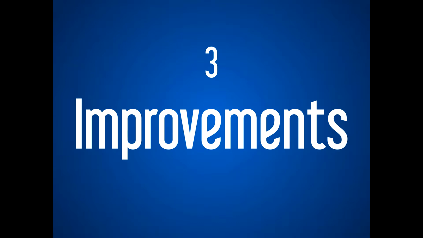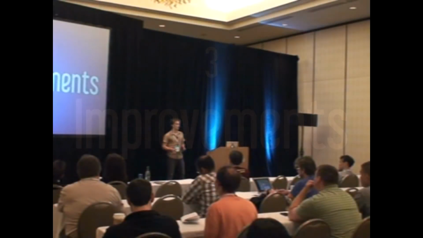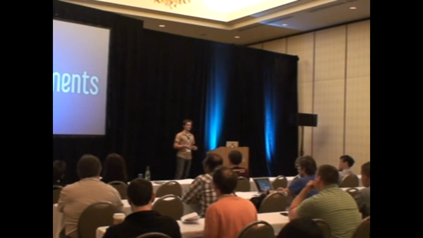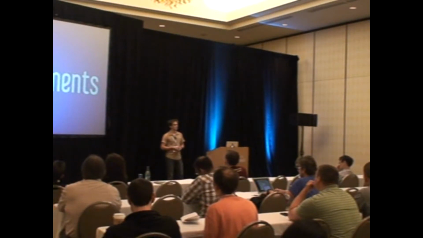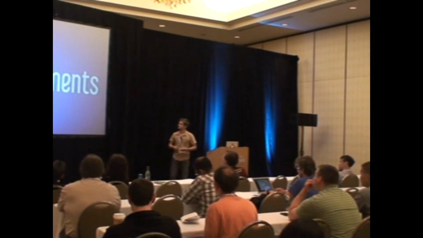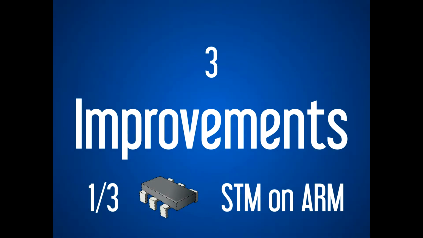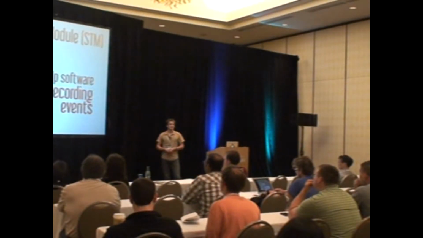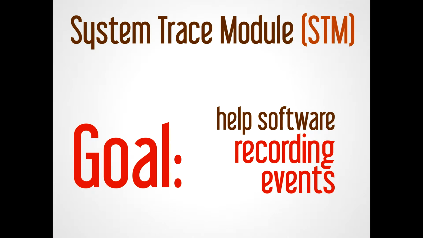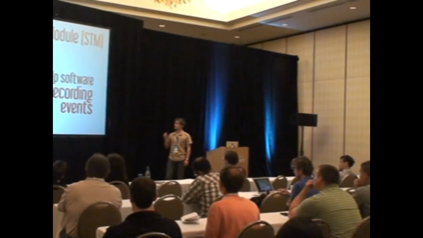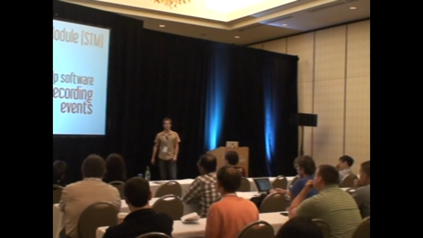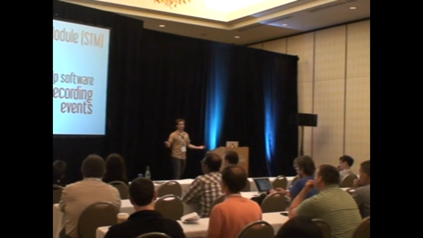Okay, we have seen tracing. We have seen hardware. Now let's combine the two and see how to use hardware to enhance tracing and how to use it right. First, let's see STM. What is STM? STM is the System Trace Module. In newer versions, it's called System Trace Macrocell. And its goal is to help software record events. So it's perfect for event tracing.